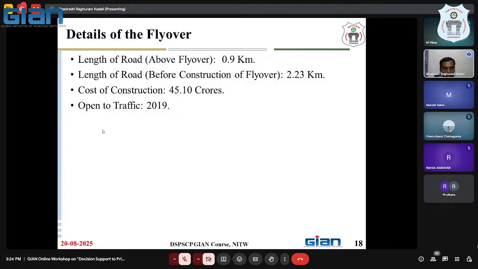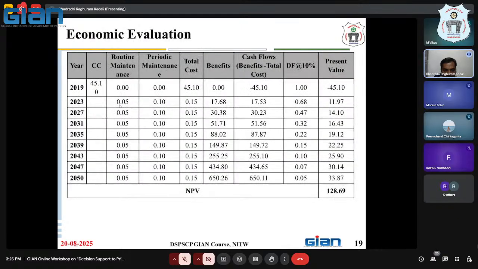Now the details of the flyovers are also given by the agency, like the length of the flyover, the length of the road before construction of the flyover, and the cost of construction of the flyover, that is 45.1 crores, for maybe almost 2.2 kilometers. Then the opening to traffic, these details are given. So with these details, we started the economic evaluation of the project.